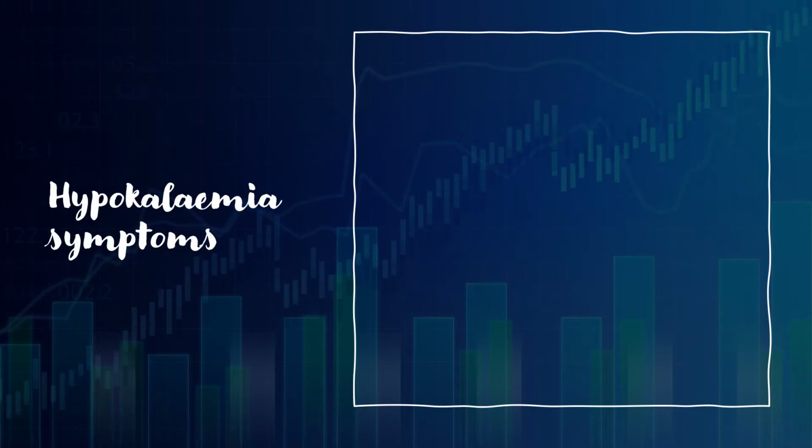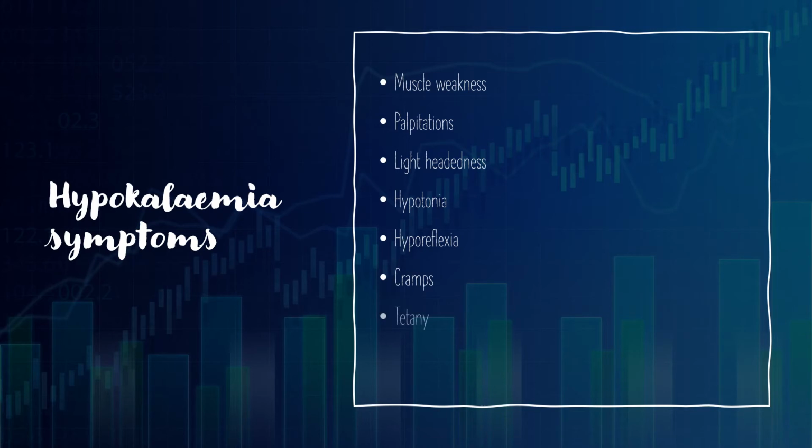I actually have a lecture all about hyper and hypokalemia, which is worth checking out if you're not familiar with how to recognise and treat both of these electrolyte abnormalities. But I've got a list of the symptoms of hypokalemia here, which can present in a patient with primary hyperaldosteronism. The first 3 symptoms are common in both low and raised level of potassium, so that's muscle weakness, palpitations, and lightheadedness. But unique to hypokalemia, we have hypotonia, hyporeflexia, cramps, tetany, and constipation.